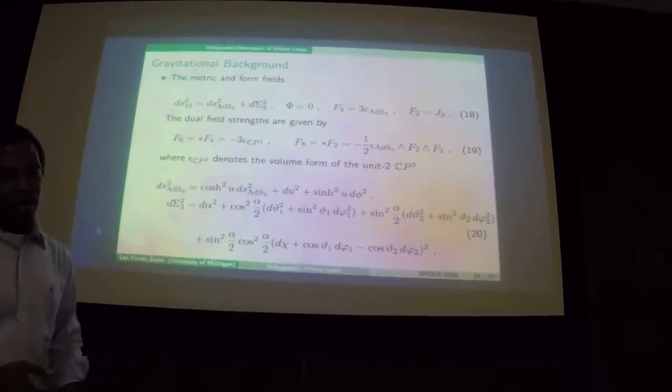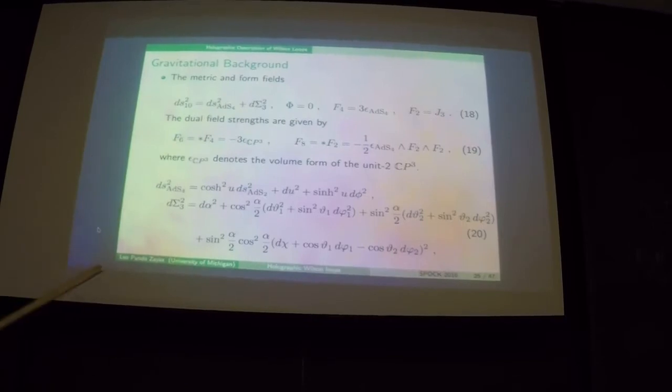Okay. So the background is AdS4 times CP3. I'm going to use it in a particular parametrization, absorbing some constant to make it simpler.